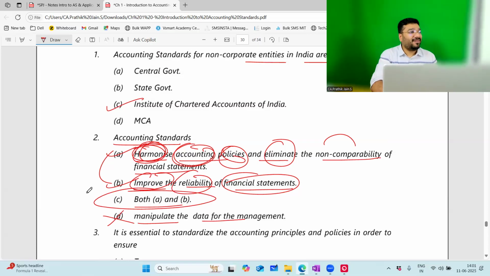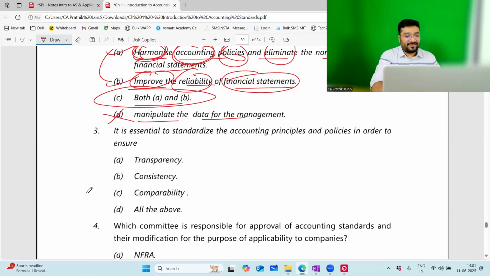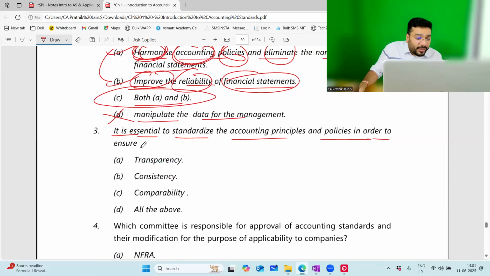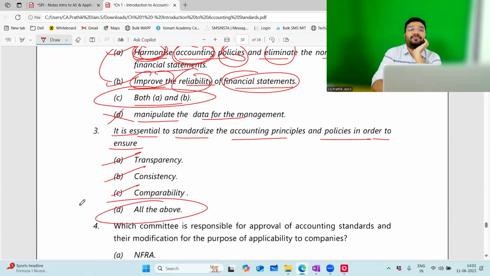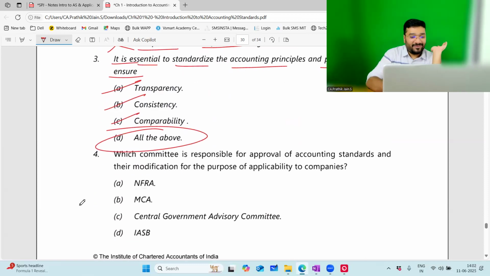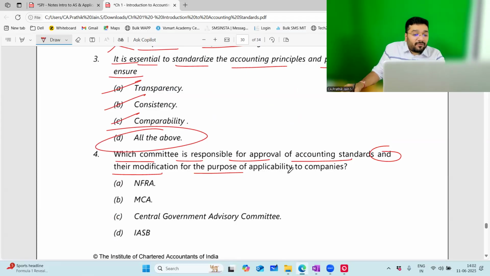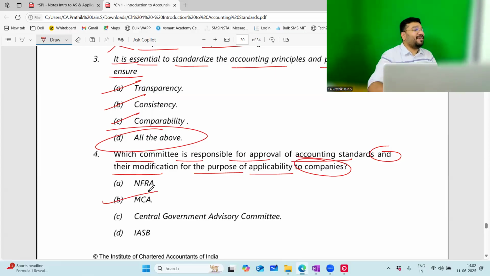Nice or not? Manvi, not nice? Nice. Now, it is essential to standardize the accounting principles and policies in order to ensure transparency, consistency, comparability, all of the above. Option D. So whatever we discuss is relevant? Yes, sir. Which committee is responsible for approval of accounting standard and their modification for the purpose of applicability to the companies? MCA. How instantly the answer is coming now?